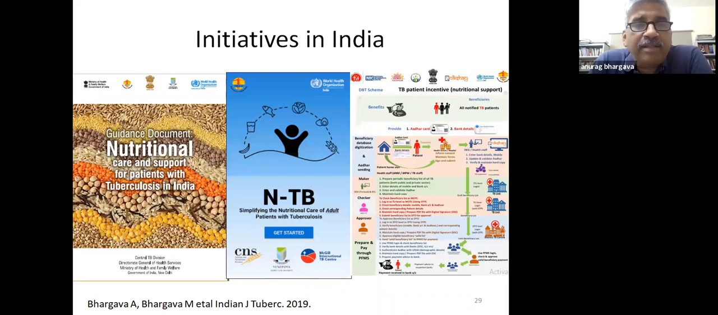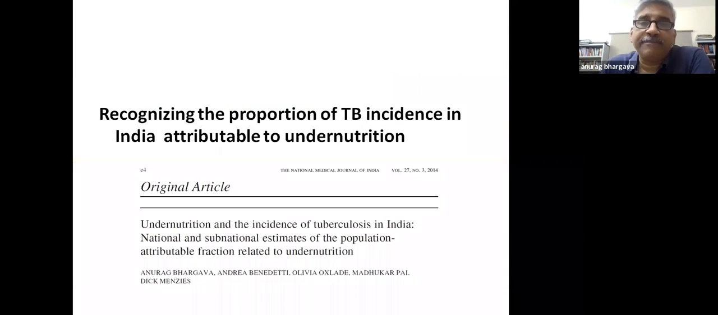These are some of the initiatives in India. The guidance document on nutritional care and support suggested food support in kind, and I was associated with the formulation of this document. An app was developed to facilitate nutritional assessment and counseling, with support from the McGill TB Center. But in 2018, because of operational difficulties, the government decided to give a direct benefit transfer of 500 rupees a month to enable poor patients with TB to get a better diet. There has not been an impact evaluation of the effect on nutritional and clinical outcomes, but this whole strategy is currently probably being revised.